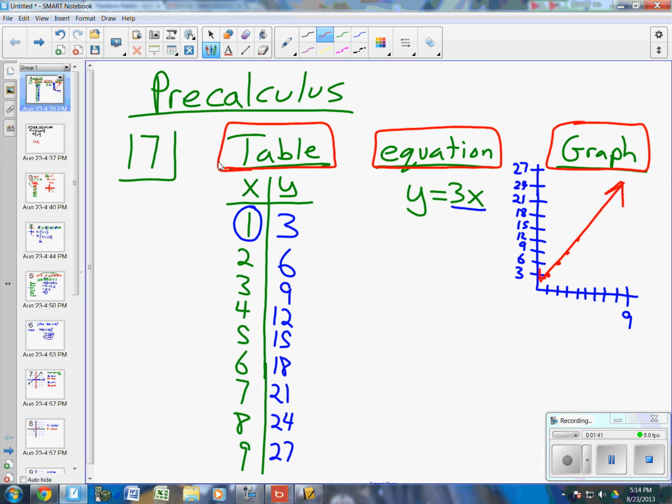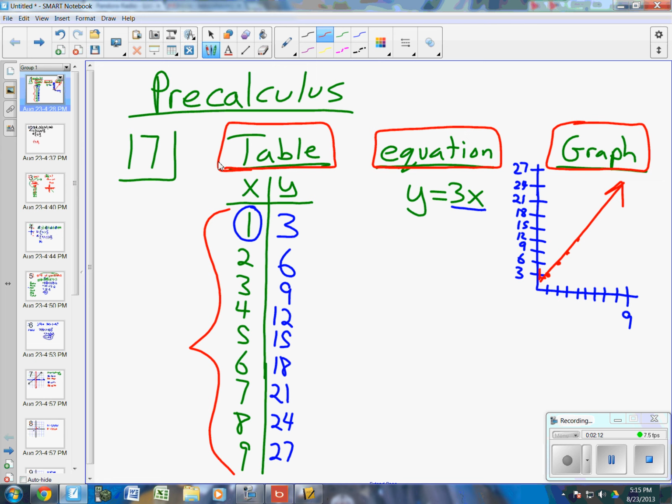Number 17 says the domain is all positive integers less than 10. Well, an integer is a whole number. And since it's positive, it can't be negative, so there's not going to be any -1, -2, or anything like that. And it has to be less than 10, so my domain is going to be the numbers 1 through 9, because those are the positive integers less than 10. And then it says the range is 3 times x.